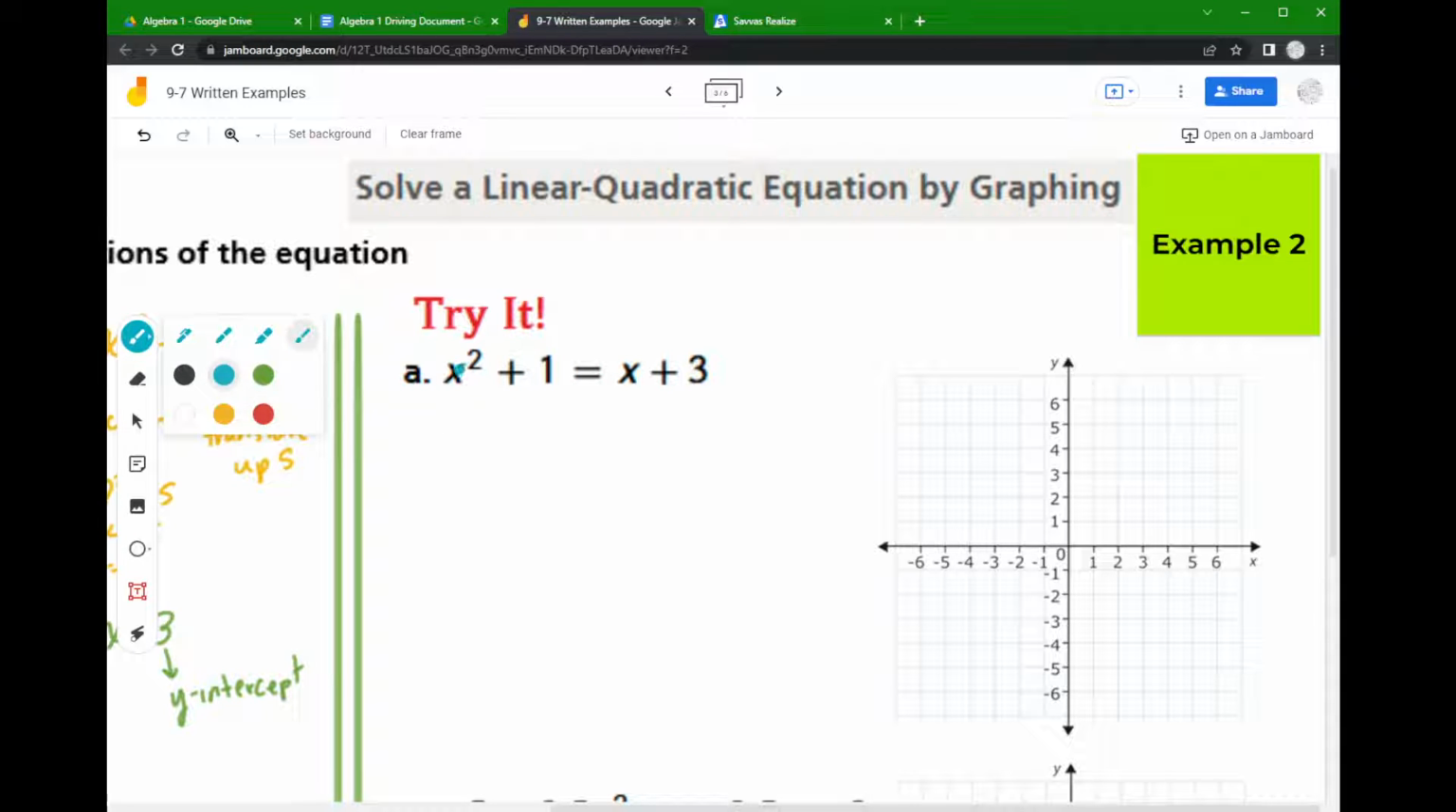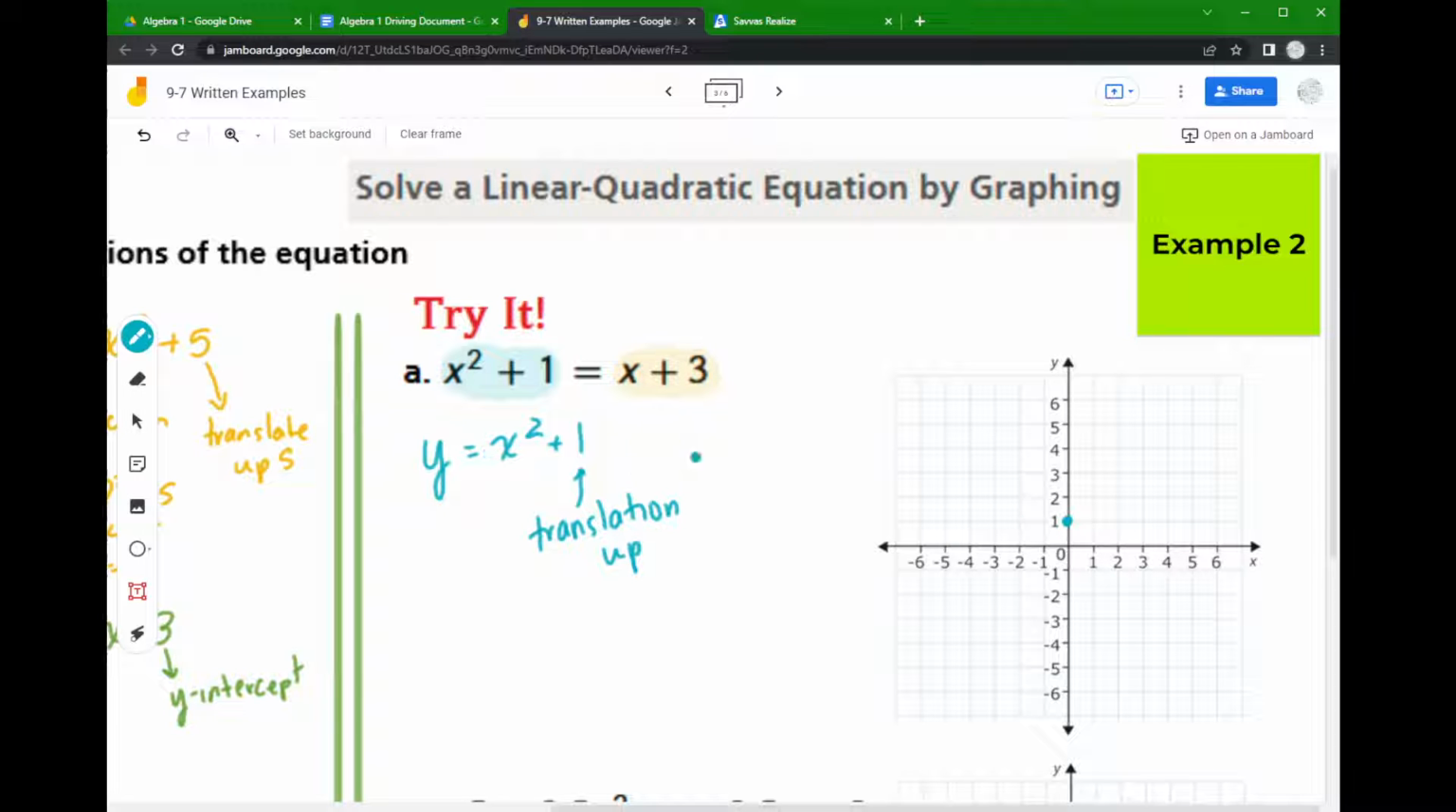Flipping up some colors, I'm going to call this one the blue one. That's our quadratic equation. And we'll do yellow. I like blue and yellow. If I'm considering the quadratic equation, I have y equals x squared plus 1. So that plus 1 is a translation up by 1 unit. If I start at 0, 0, I go up 1. The a value is 1, so when I go to the side by 1, I go up by 1.